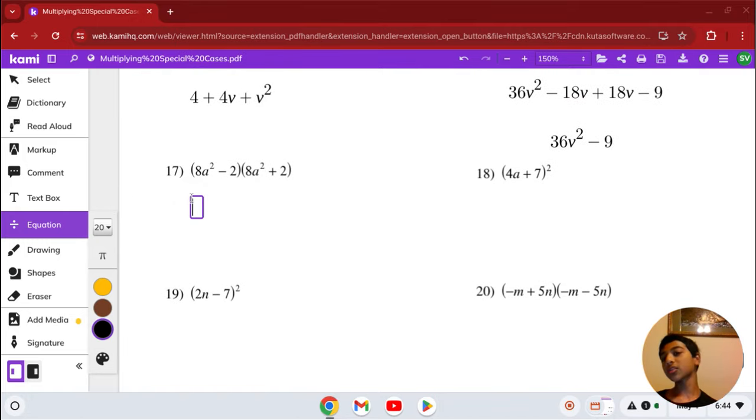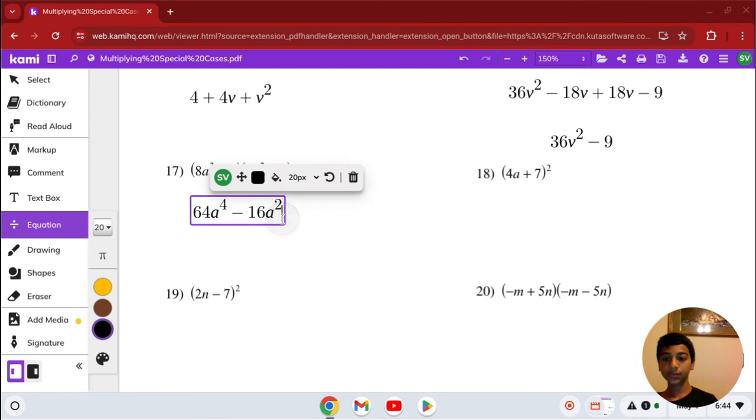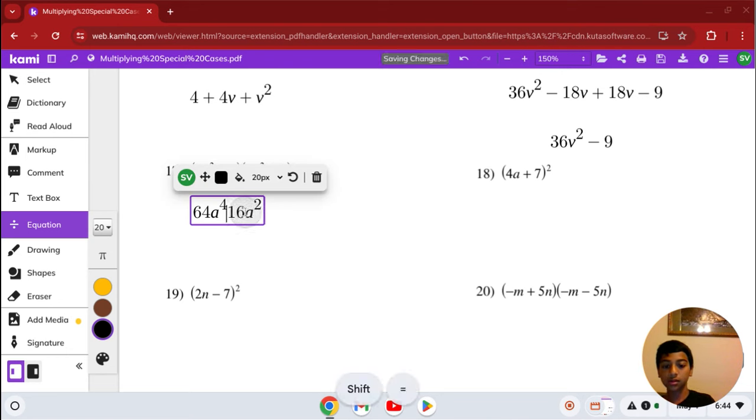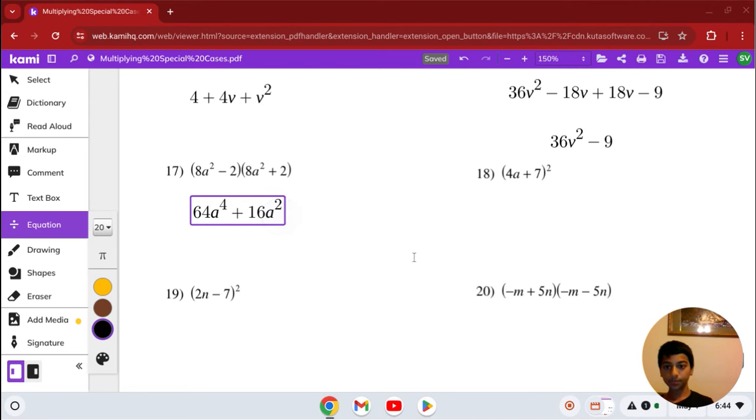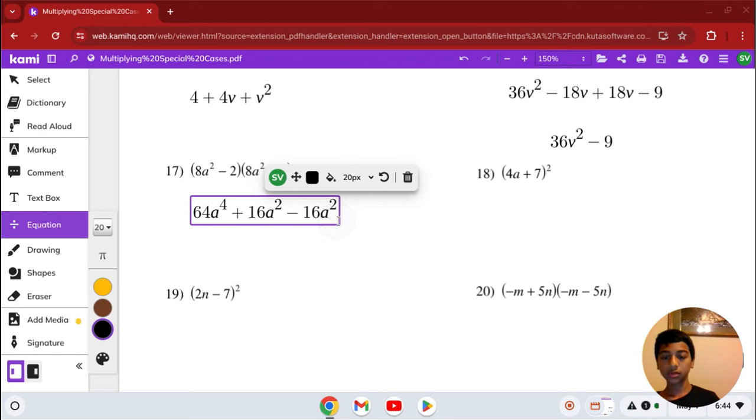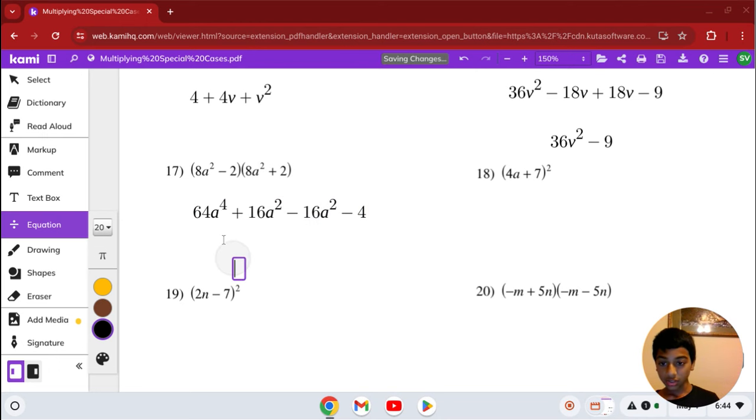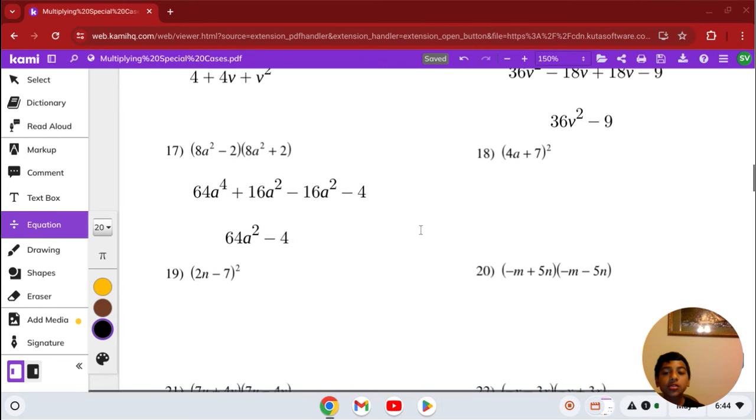Number 17, we have (8a squared minus 2) times (8a squared plus 2), which is 64a to the 4th, minus 16a squared, plus 16a squared, minus 4, which is 64a to the fourth minus 4. And that's our solution, number 17.